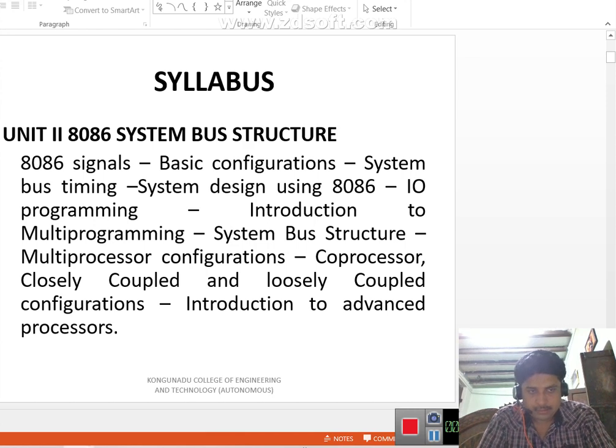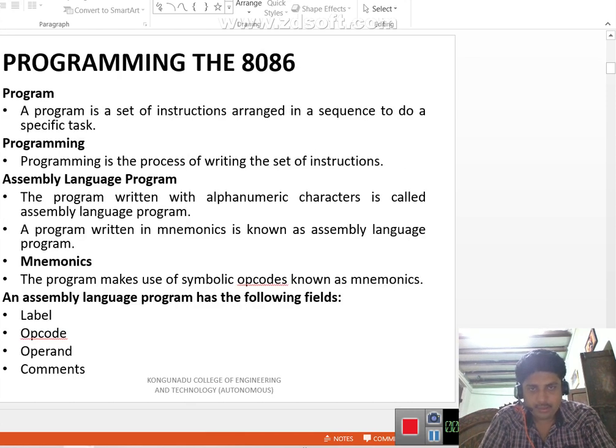Now let us discuss programming the 8086, how we are able to program. First, the assembly language program plays a vital role for every microprocessor. So what is an assembly language program? It is a program written with alphanumeric characters, and a program written in alphanumeric characters is known as ALP. What are mnemonics? There are two parts, opcode and operand. If a program makes use of an opcode, that is known as a mnemonic. It is nothing but an instruction we give to the microprocessor.